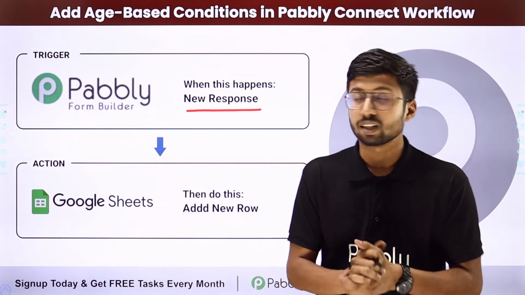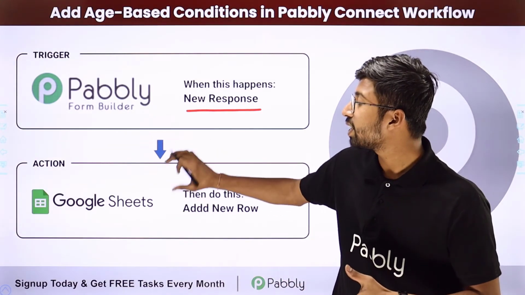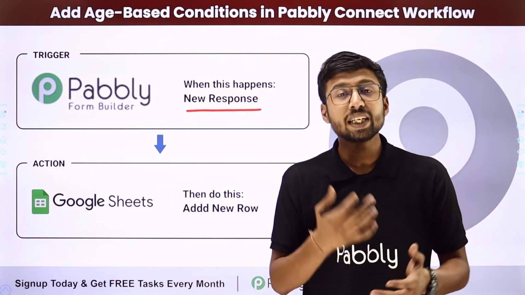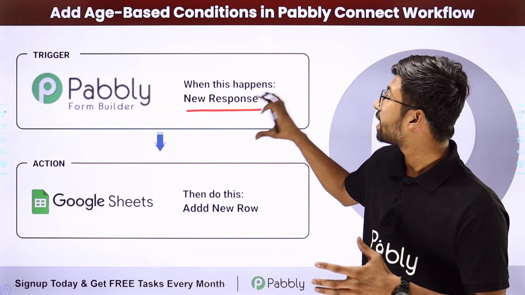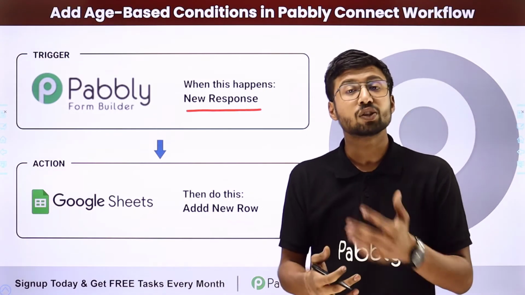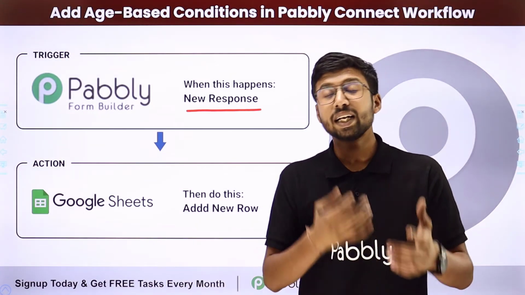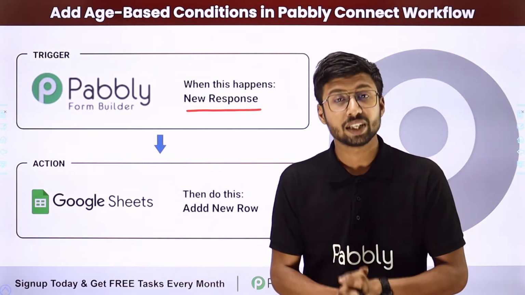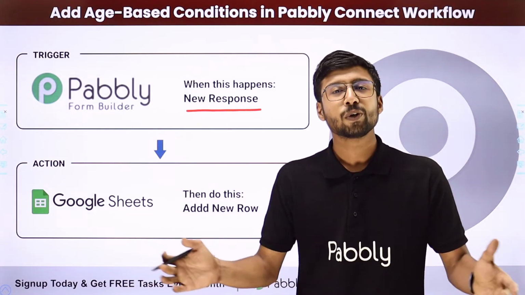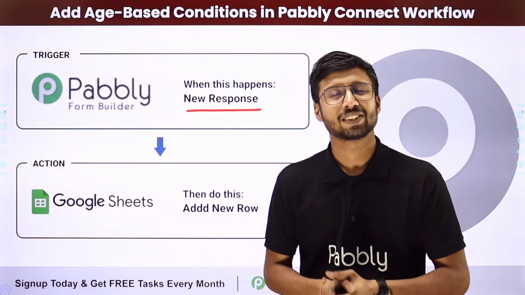So here we just took an example of Pabbly Form Builder and adding the data into Google Sheet. But you can actually perform or add this kind of conditional logic on the basis of age for any application in your automation workflow. So how you can get the age and how you can add these kind of filter conditions in your automation workflow, to know this, you just have to come with me to my screen.